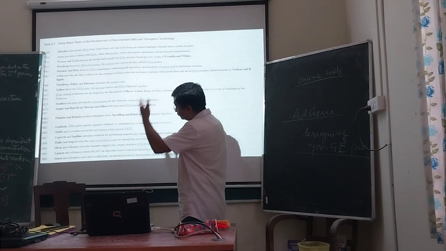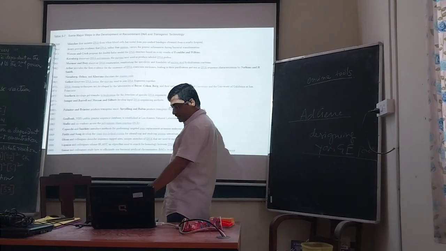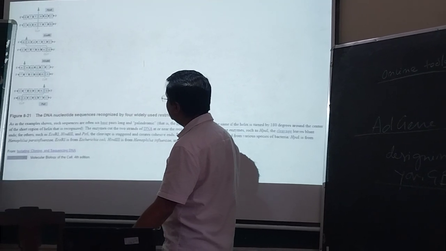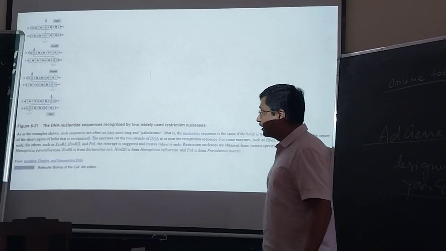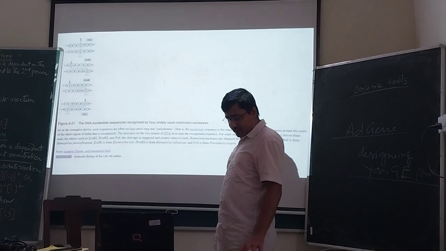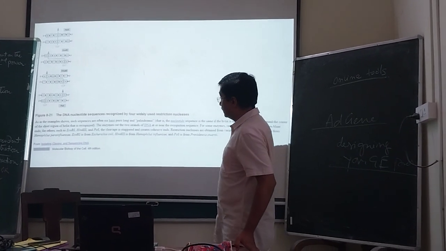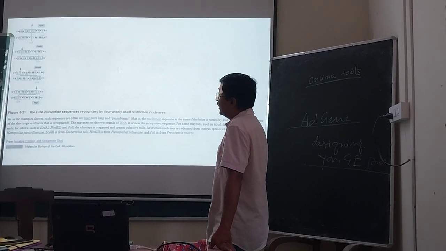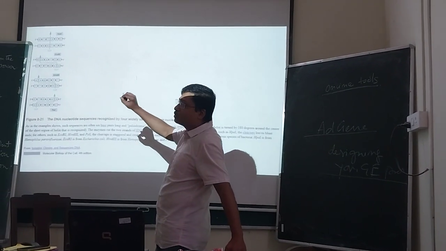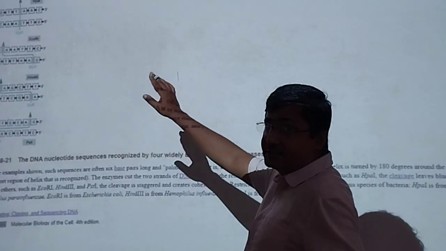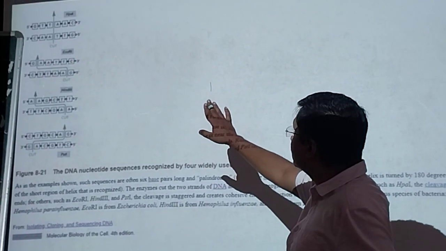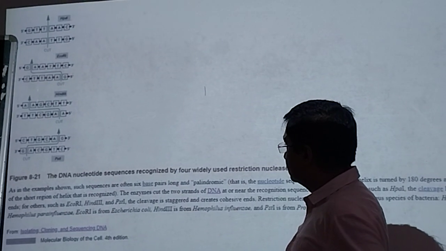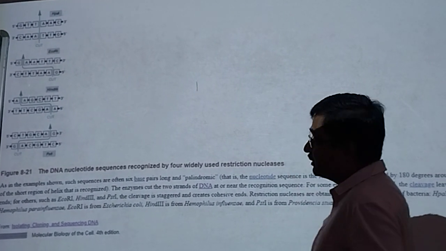Some of the important inventions and developments in genetic engineering. One of the most important aspects of manipulating DNA is the use of certain restriction enzymes. These are some of the most commonly used restriction enzymes in genetic engineering: EcoRI, HindIII, PstI.